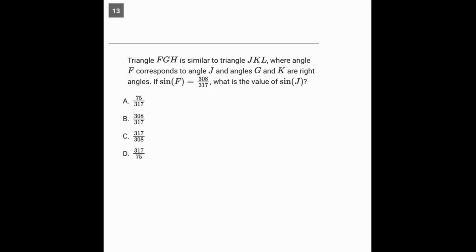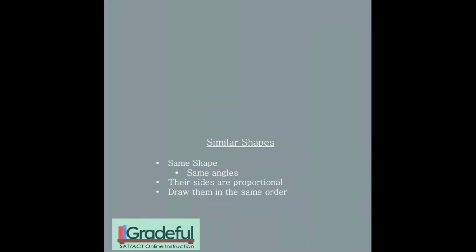Going to question 13, here we have two triangles. They're said to be similar to one another. They're right triangles, and there's some trigonometry involved. So first, let's talk about similar shapes.